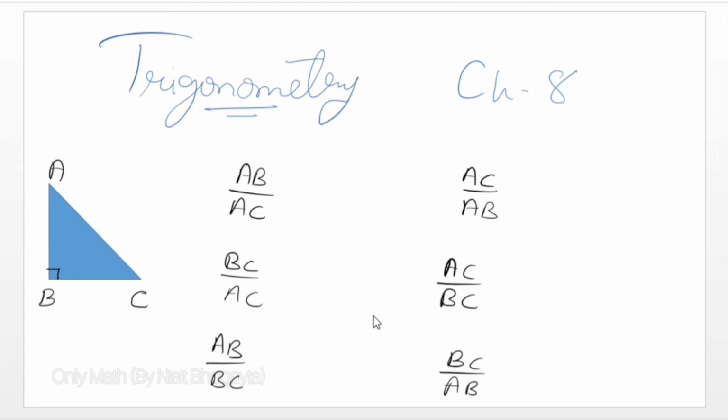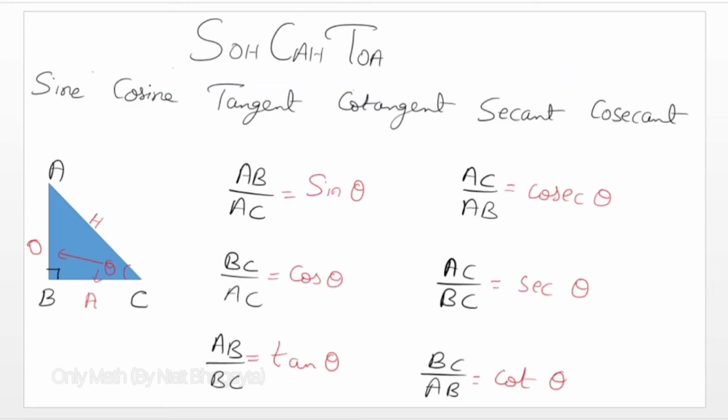These ratios are in the form of trigonometric functions. So in order to memorize them, you can just remember one thing called SOHCAHTOA. The six trigonometric ratios are called sine, cosine, tangent, cotangent, secant, and cosecant. In order to memorize which function is for which sides, you have to remember one of the reference angles. For this example, we are taking angle C as reference. So I have marked theta over here.